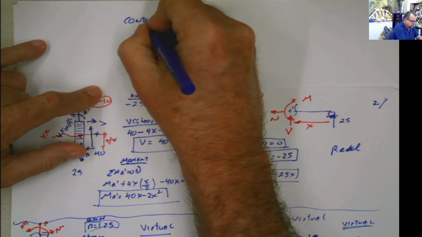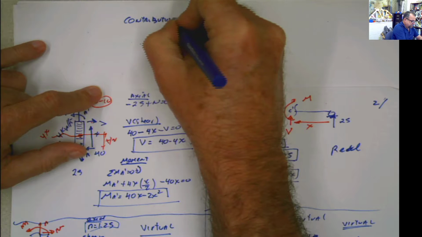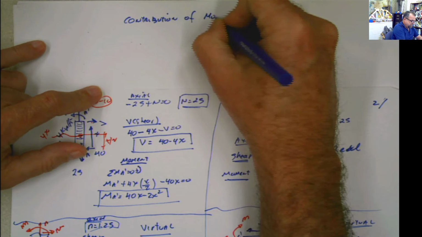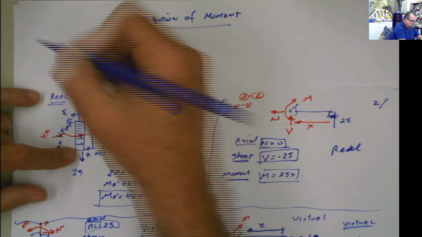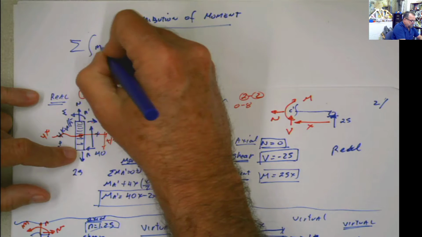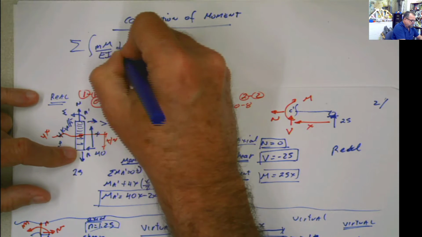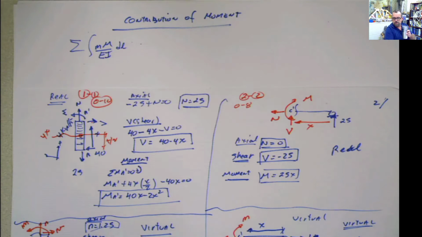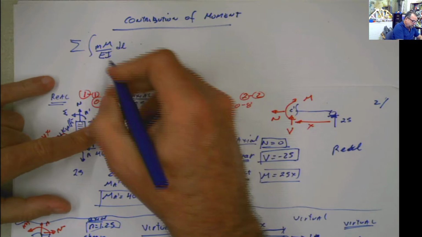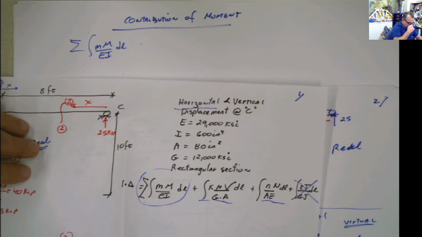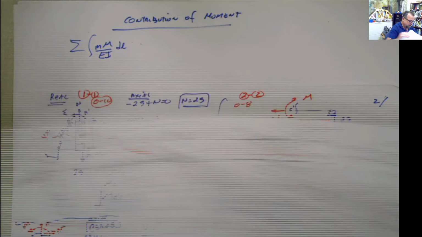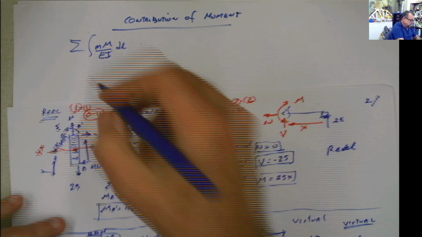the contribution of the moment to that displacement. Contribution of moments, meaning summation of mm over EI dl. That's what we want to do here for this contribution of the moment. Okay, E is constant, I is constant. I can take them out of the integral, out of this part, and put it outside. So that's what I'm gonna do.